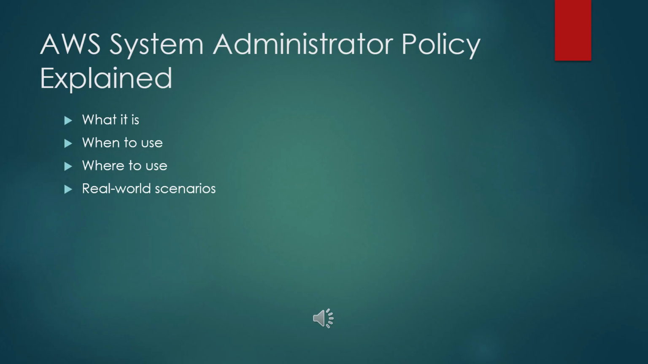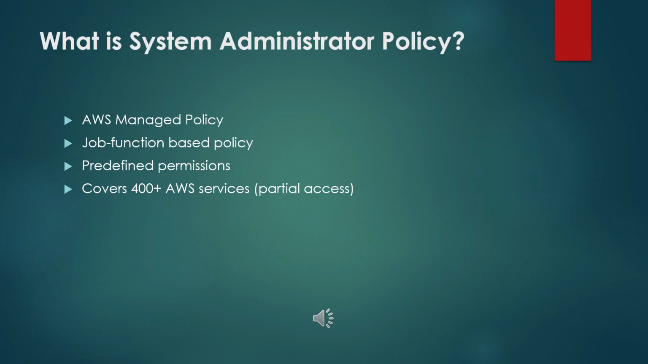The System Administrator Policy is an AWS managed policy, which means AWS has already created it for us. We don't need to write permissions manually. It gives a broad level of access to many AWS services that are required for managing applications and infrastructure. This policy is not full admin access, but it is still very powerful. It allows you to work with services like EC2, CloudWatch, Lambda, auto-scaling, and many more. At the same time, it restricts some sensitive actions like full IAM control. In this presentation, we will see when to use it, where to use it, and how companies use it in real projects.